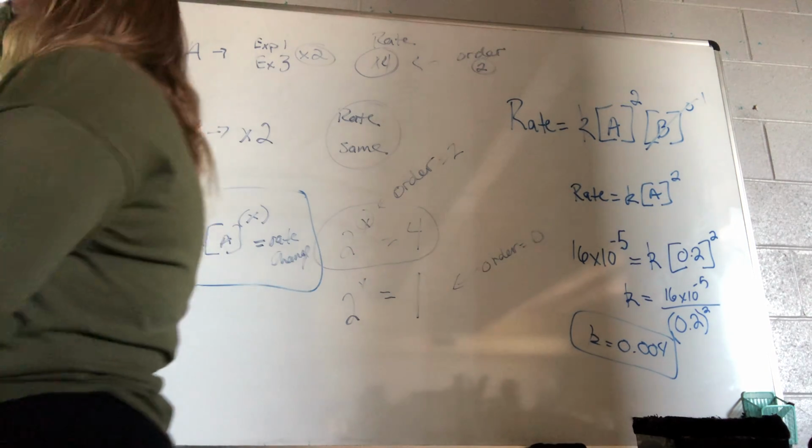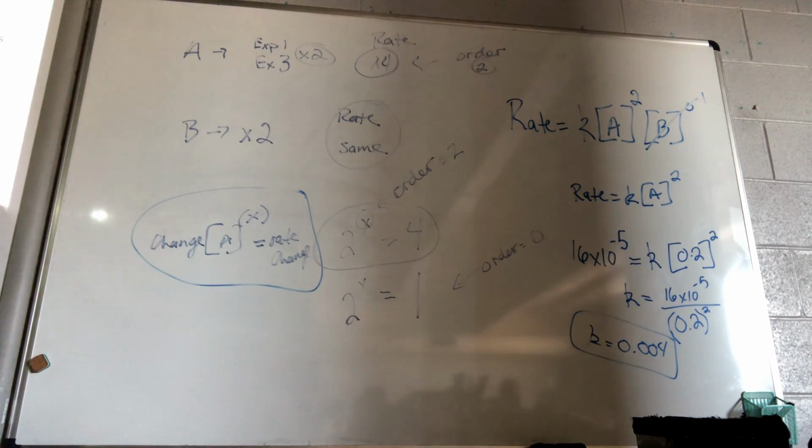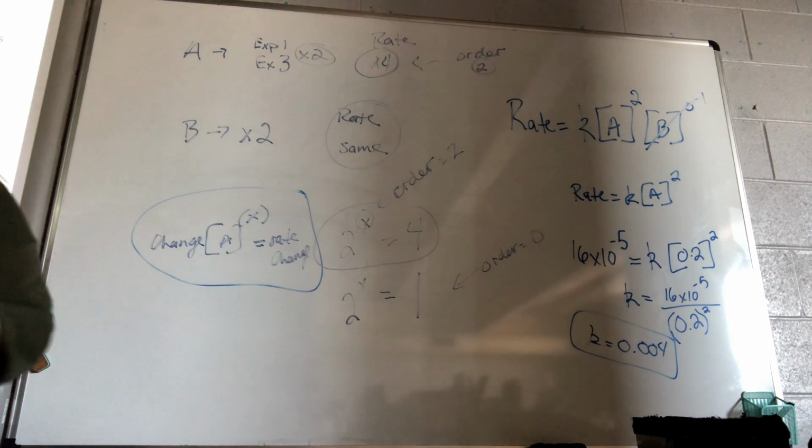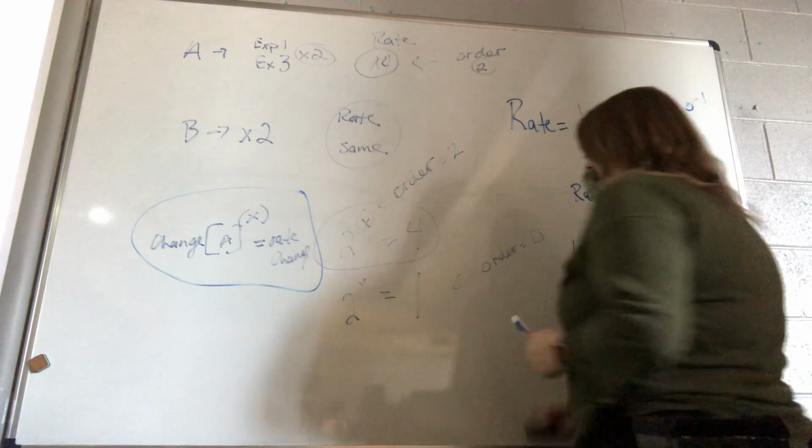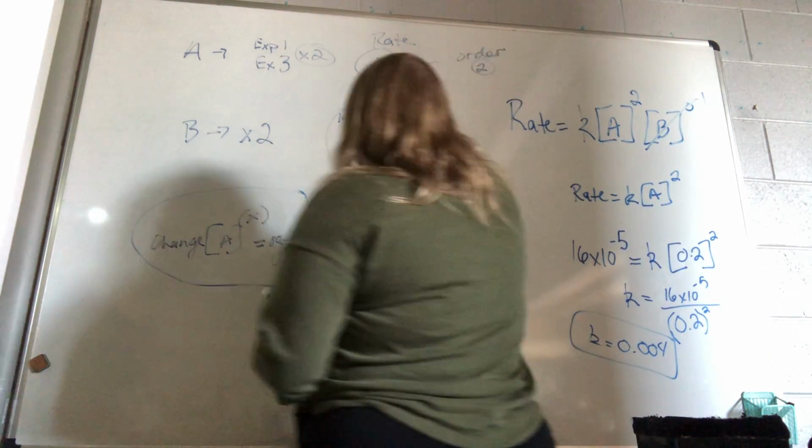Okay, next says what is the rate of the reaction when A equals this and B equals this? How can we figure that out now that we have K? We can plug it in to the rate law.